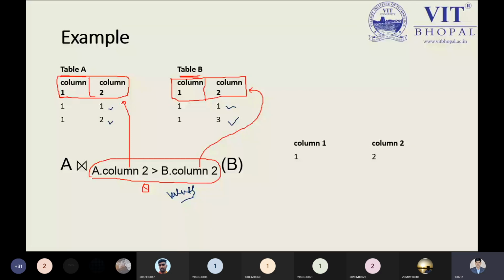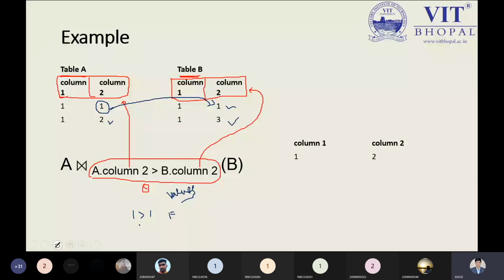Let us understand the first condition. A dot column 2 means this value 1. The 1 first will be matched with B dot column 2. Now you can see that here 1 is greater than 1. Will the condition be true or false? False. Yes, false, because we are not using the equal symbol.